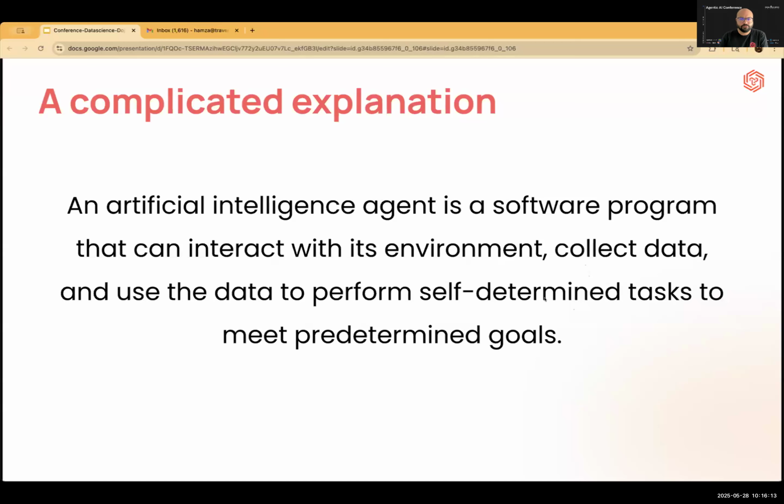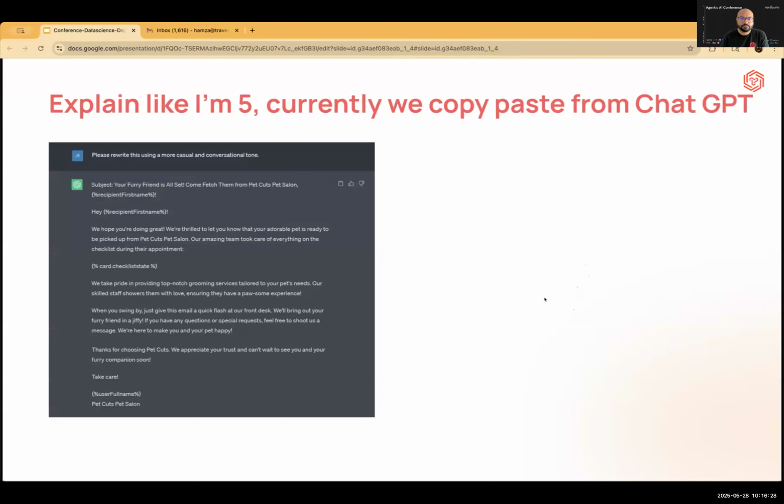And this is taken from Wikipedia, and this is a pretty standard example of an agent. Now, this is great, but how about most of us who are like, dude, I know what this says, but I don't know what it means. So to explain that, let's explain it like I'm 5.